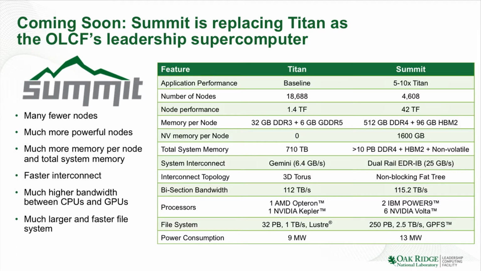Now, one of the most exciting things about Summit, as I mentioned: Titan consumes about 9 megawatts of electricity at its peak. For 7 times the performance, Summit should consume at most 13 megawatts. So for a 50% electricity bill increase, you get 7 times as much performance. That's one of the reasons why the OLCF has gone down this pathway, simply because the electric bill is going to be too expensive otherwise.